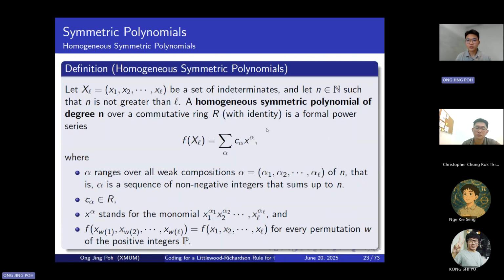Okay, next section is about the symmetric polynomial. In this section, I will give the definition of 5 types of symmetric polynomial and state the theorem and proposition related, as well as the proof. And here, the basic part, homogeneous symmetric polynomial, is defined and shown in the slide. And we'll set the degree n to be not greater than the number of variables L for our purpose.